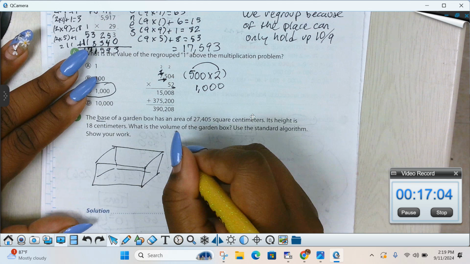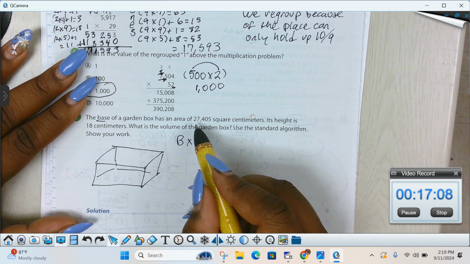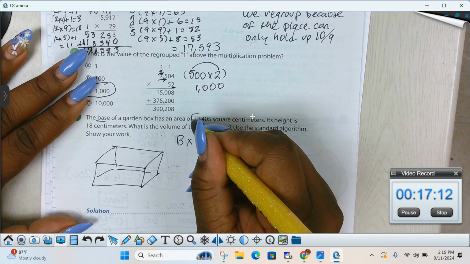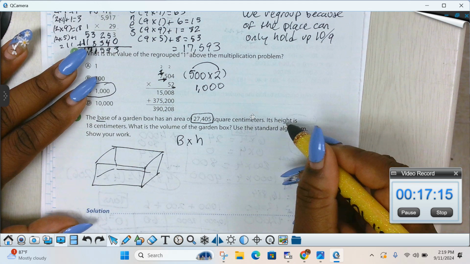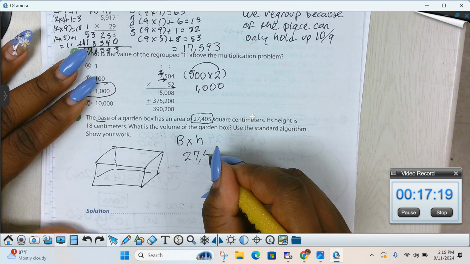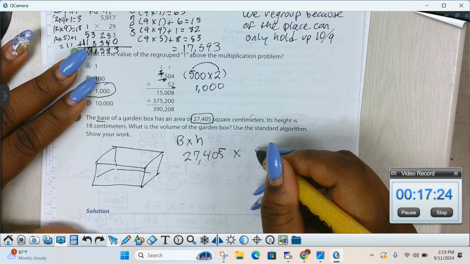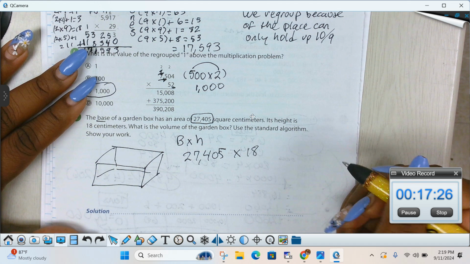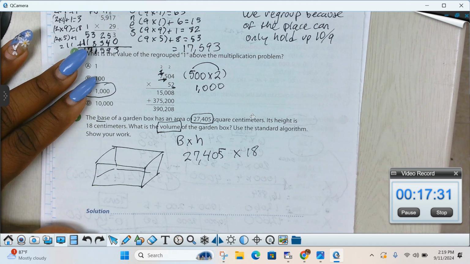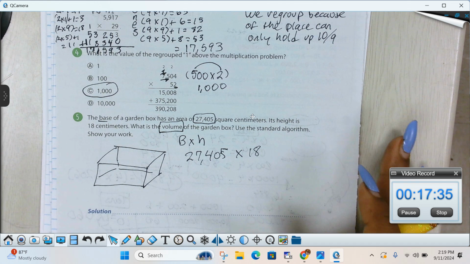All right. The base, so we're going to be doing base times height. The base has an area of 27,405 square meters. Woo! That's intense. Its height is 18. Oh my goodness, we're doing 27,405 times 18. What is the volume? It's just an extra digit, y'all. Now, it says use the standard algorithm. Class, you have my absolute permission not to use the standard algorithm.